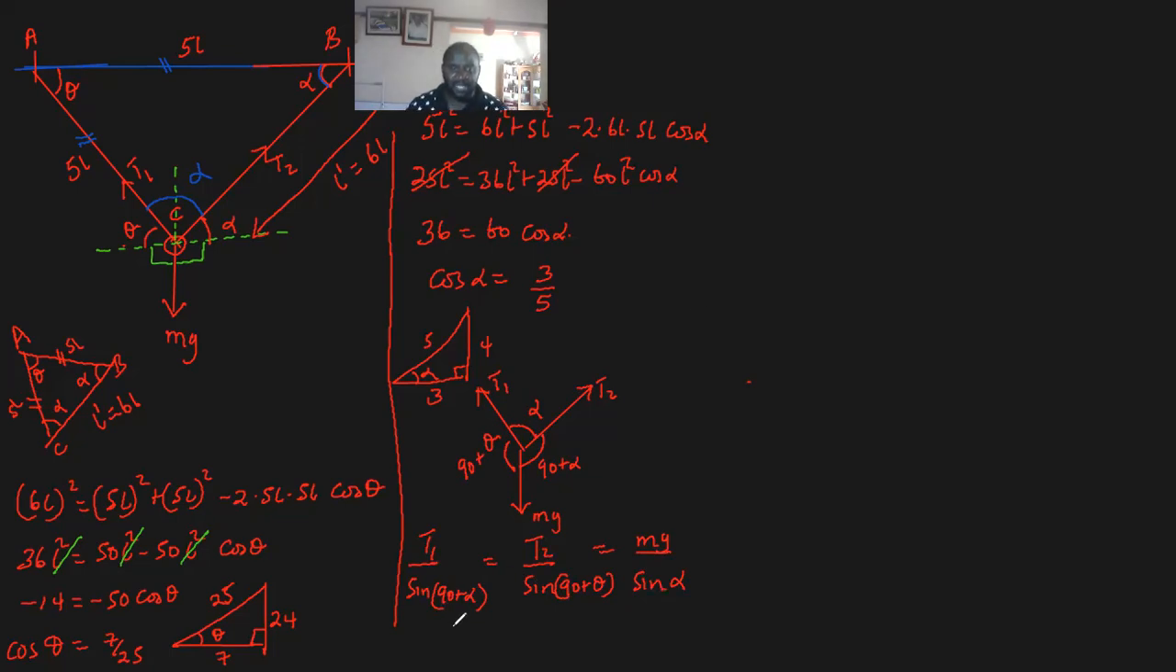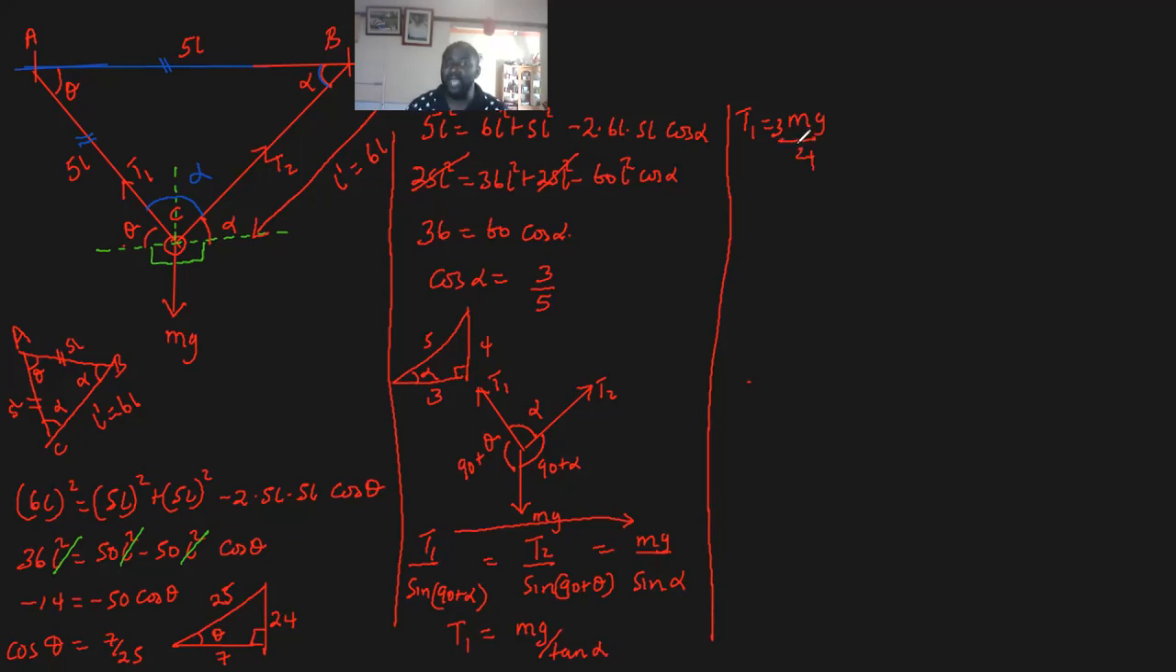Not yet, but I can get T1 from where? From mg over tan alpha. I relate this one with this one. The upper part becomes cos alpha. When you take cos alpha down, it becomes sine alpha over cos alpha to give us tan. With that, I can get T1 as mg. What is tan alpha? Tan alpha is 4 over 3. So 4 over 3 will give me 3 out of 4.